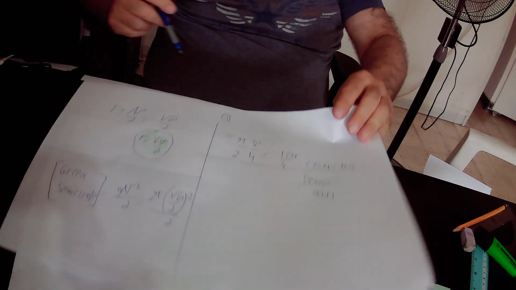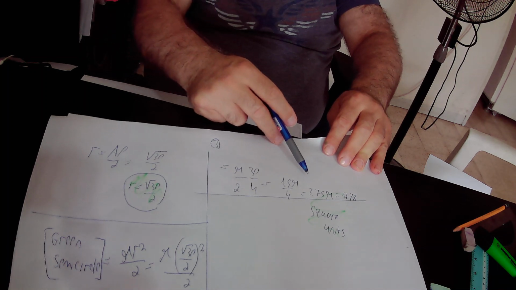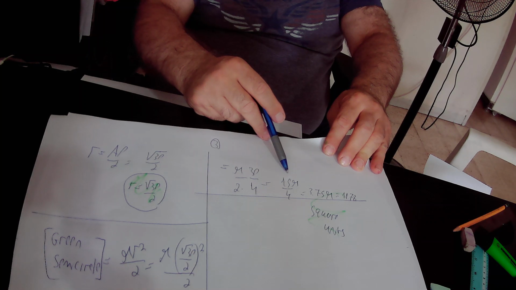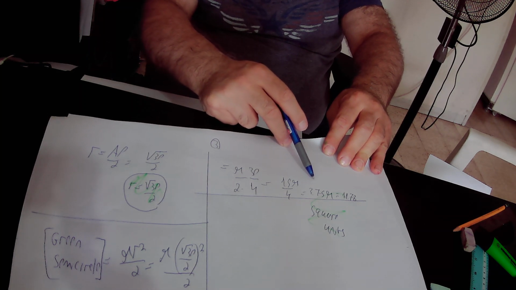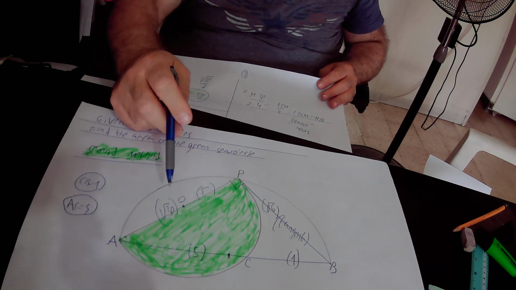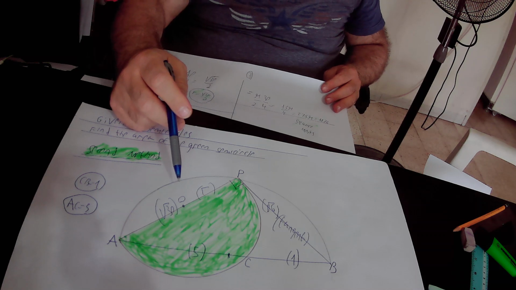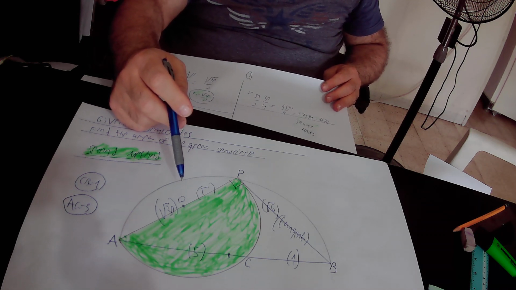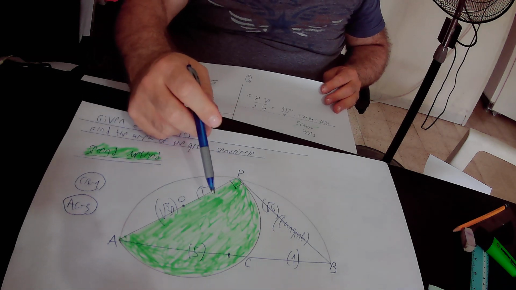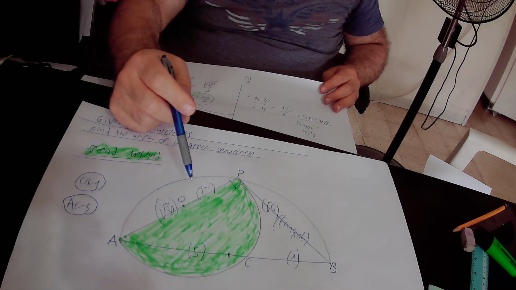15 over 4 is 3.75, therefore in total this expression equals 3.75 pi square units. So the area of this green semicircle, according to the second method, equals 3.75 pi square units. In terms of numbers, the area of this green semicircle equals 11.78 square units.